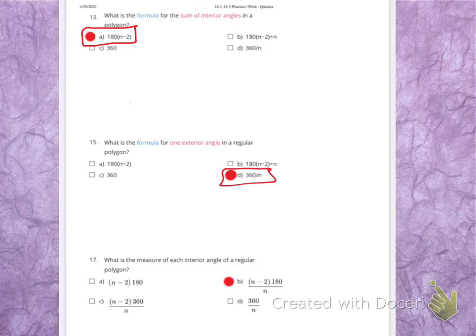17, what is the measure of each interior angle of a regular polygon? So, yeah, this is really easy. All you're doing is the number of sides minus 2 times 180, and then divided by the number of sides again.